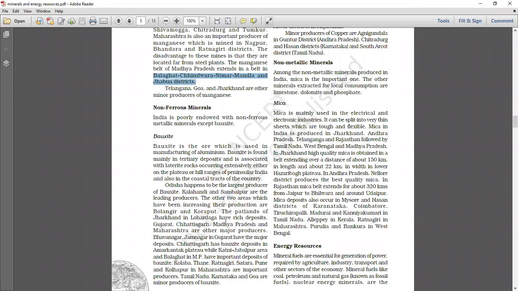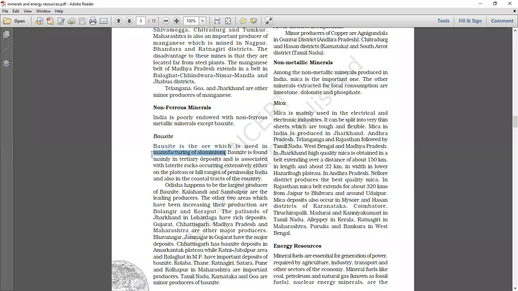Next one is non-ferrous minerals. If I'm talking about non-ferrous minerals, then India is poorly endowed, which means non-ferrous minerals are found in India in a very small quantity. Non-ferrous minerals are those minerals which do not contain iron. First, bauxite. Bauxite is used in the manufacturing of aluminium.